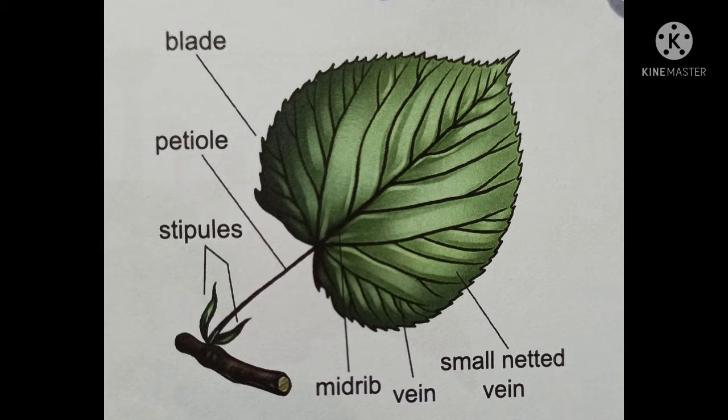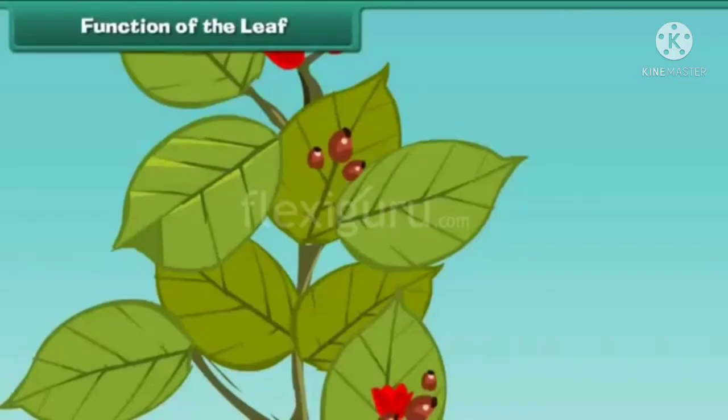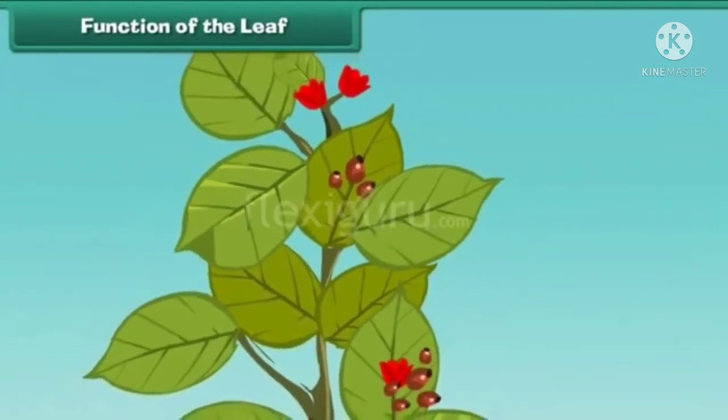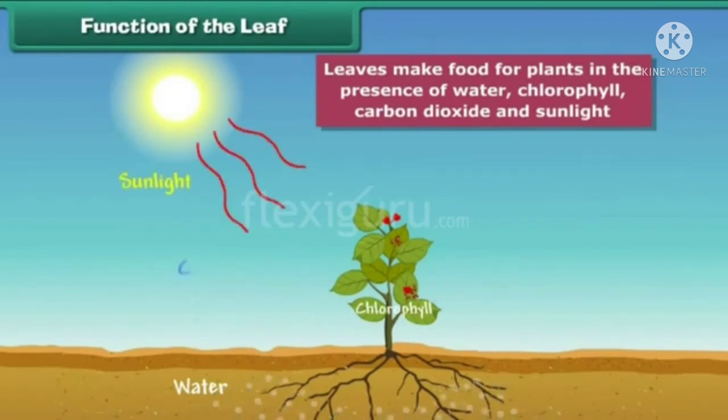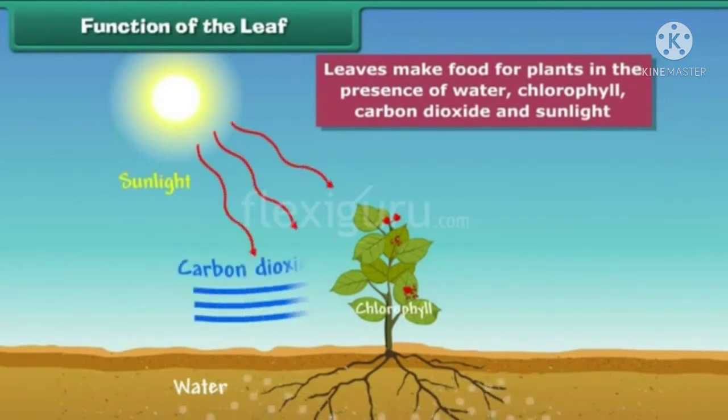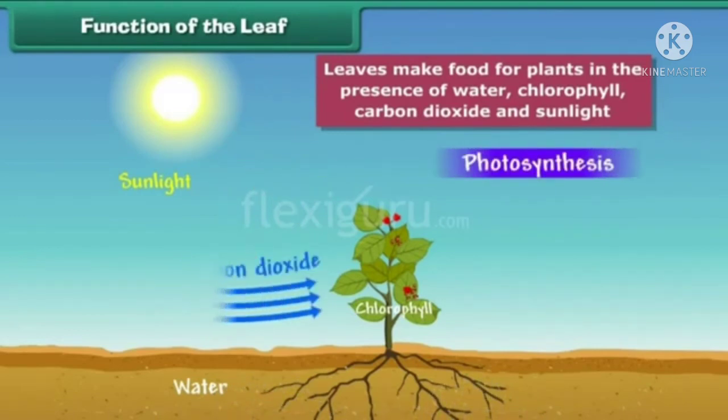Children, in midrib only we can see the vascular bundle. Vascular bundle consists xylem and phloem. Xylem transports the water from the root and phloem transports the food prepared in the leaf. Functions of the leaf. Leaves prepare food by photosynthesis using water, carbon dioxide, and chlorophyll in the presence of sunlight. Children, photosynthesis is nothing but food preparation process. It's like we prepare food in our kitchen.